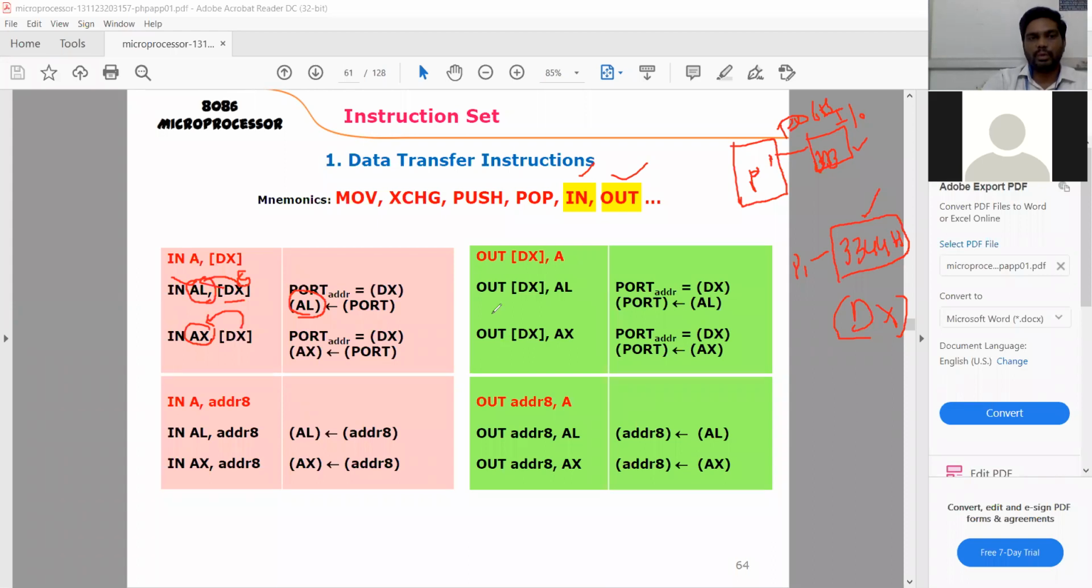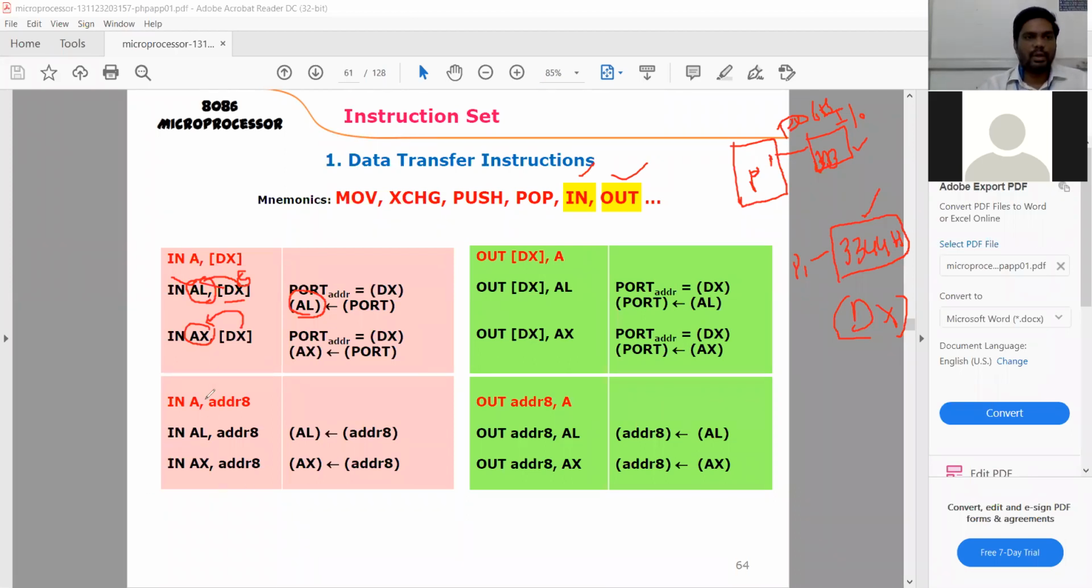Similarly, we can use an output address, either input or output. For input devices we use the IN instruction. For output devices we have to use the OUT instruction.